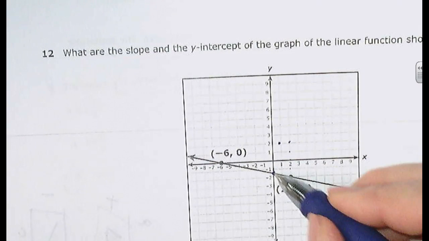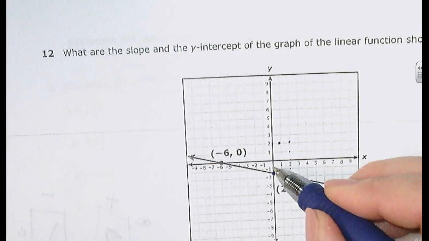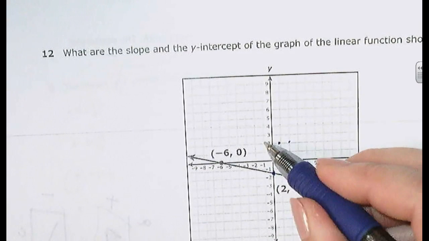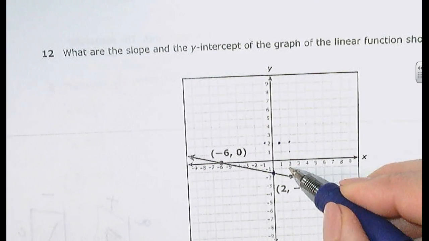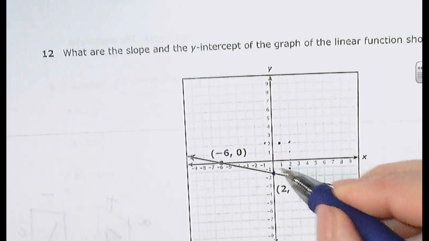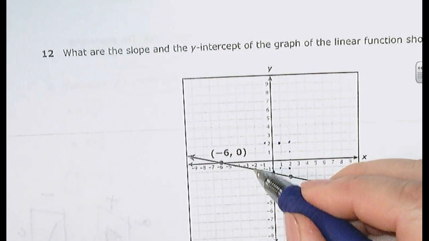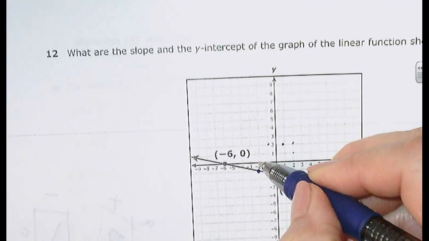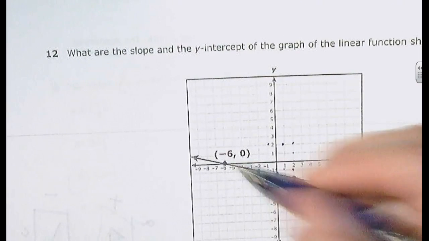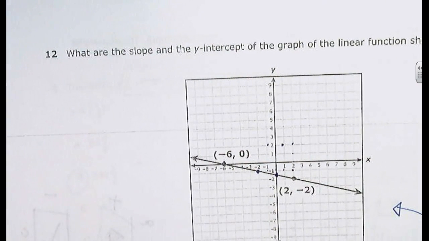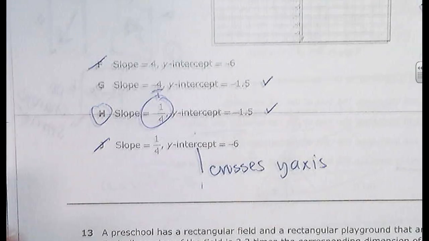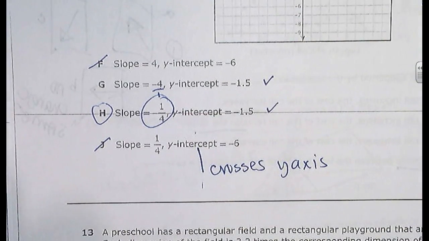Let me try another point. Here's a new point. 1, 2, 3, 4, go over 1. I don't see a line there. How about go up 1 and go left 4? 1, 2, 3, 4. Try that one again. Go up 1. 1, 2, 3, 4. I like 1/4. Answer's H. The other way was reciprocal wrong.